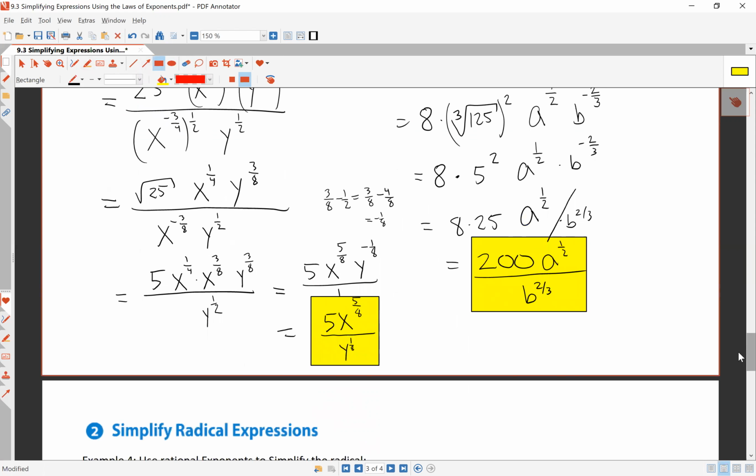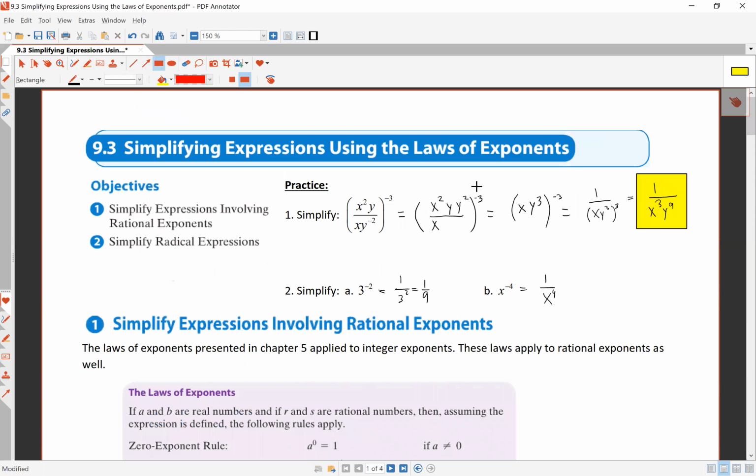This concludes the video for section 9.3, simplifying expressions using the law of exponents. Objective 1, simplify expressions involving rational exponents.